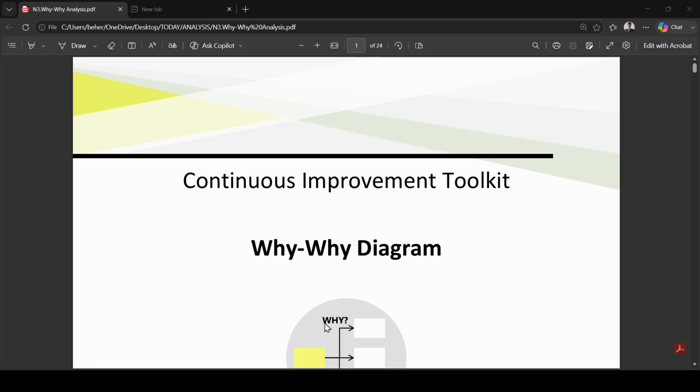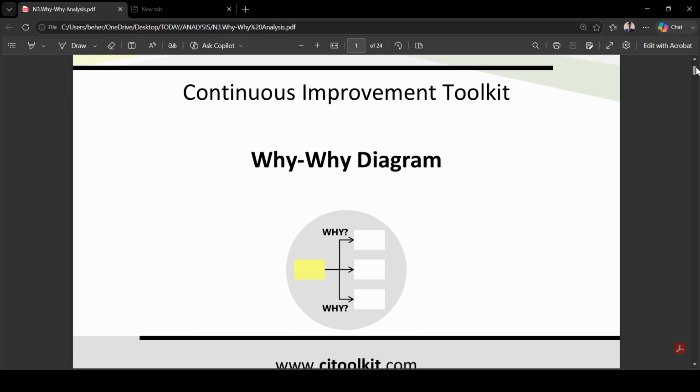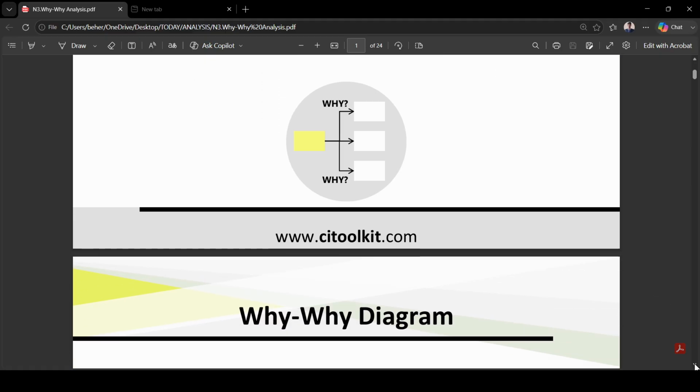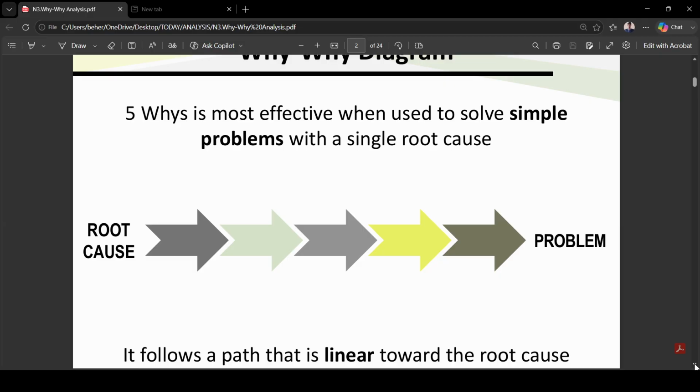And this is part 2 of the continuous improvement toolkit: the Why-Why diagram. See, that clearly explains everything. So let's start. See that image, Why-Why diagram. Then let's start the Why-Why diagram.